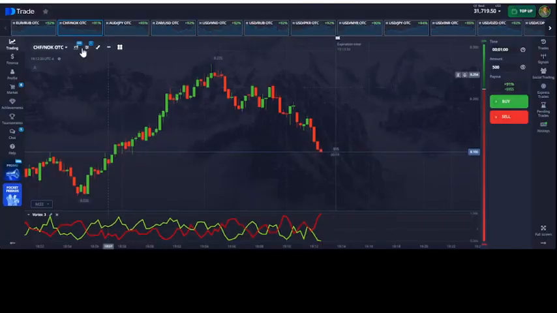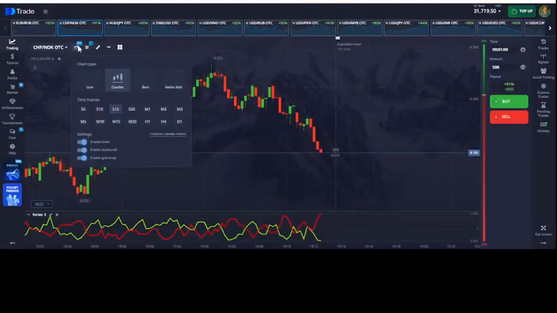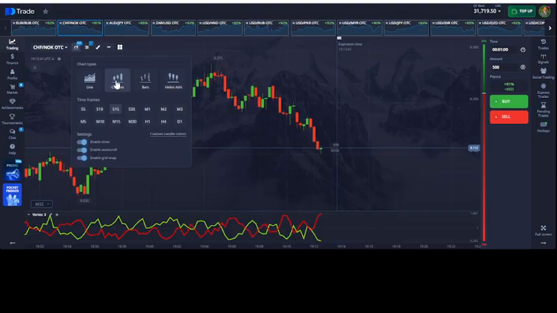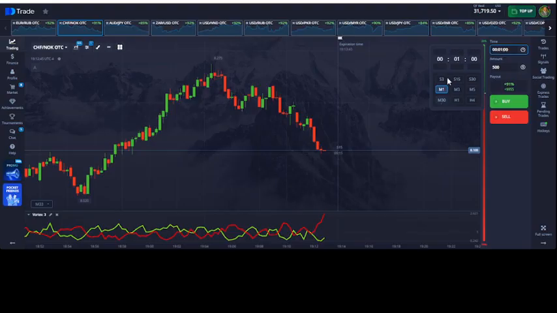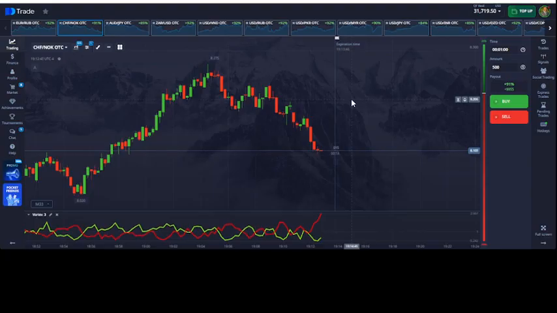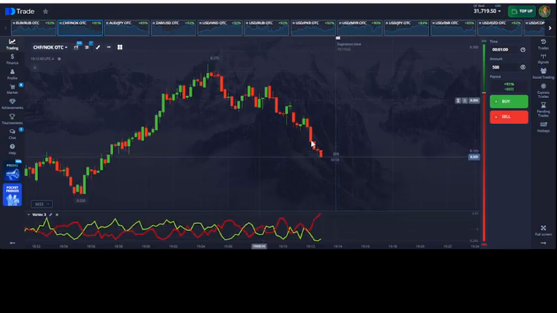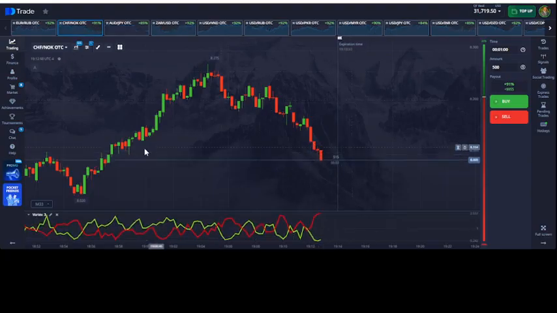For the candlestick chart here, I have my candle set to 15 seconds, S15, regular Japanese candles. And for my trade timer, I have it set to M1 or 1 minute. So I'll be taking fast 60-second trades while looking at these 15-second Japanese candles.